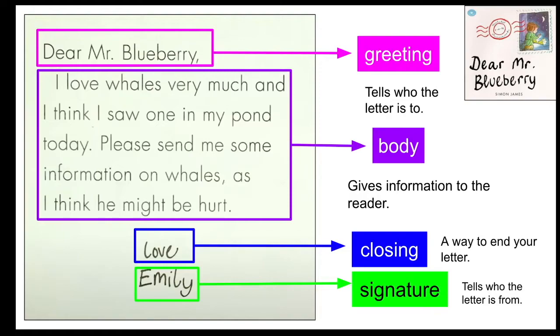Now that we know what each part of the letter is called, the greeting, the body, the closing, and the signature, let's look at another letter and see if we can remember all the parts of a letter.